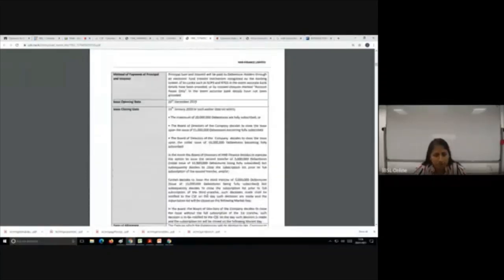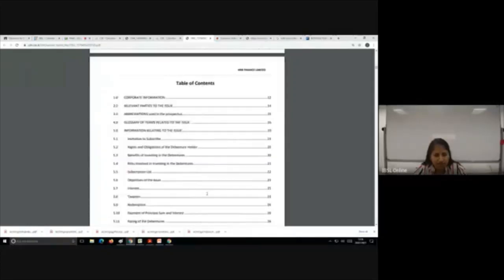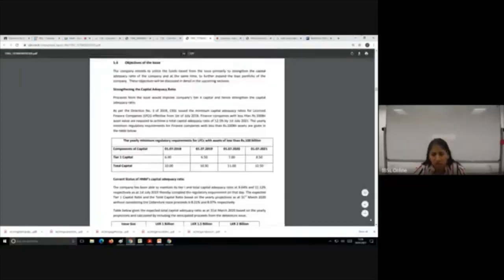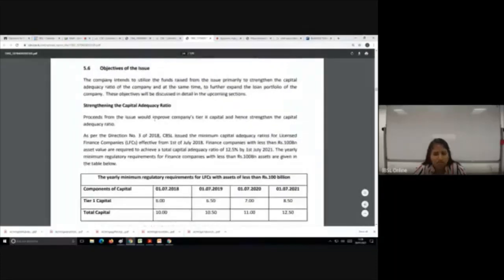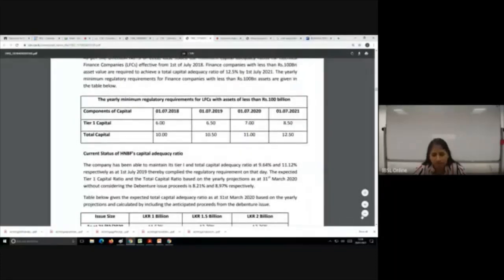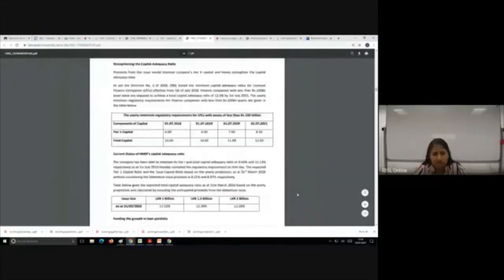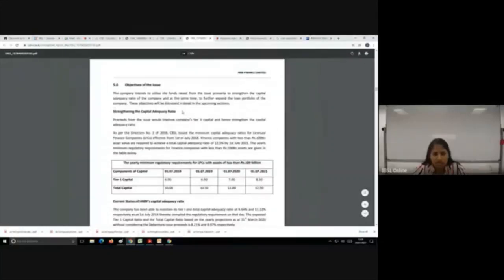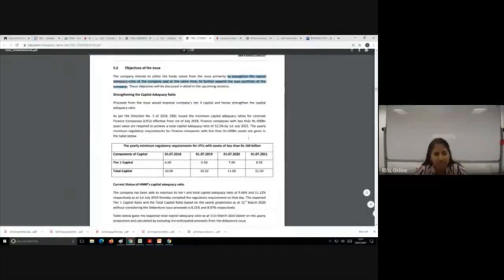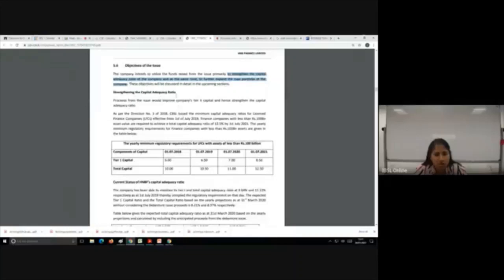All these are decided with them, and usually all the objectives of the issue are given. Why are they going for this issue? To strengthen their capital adequacy and also expand the loan portfolio of the company. That is their objective. So this entire objective is analyzed here. You can see it talks about the strength of capital adequacy.